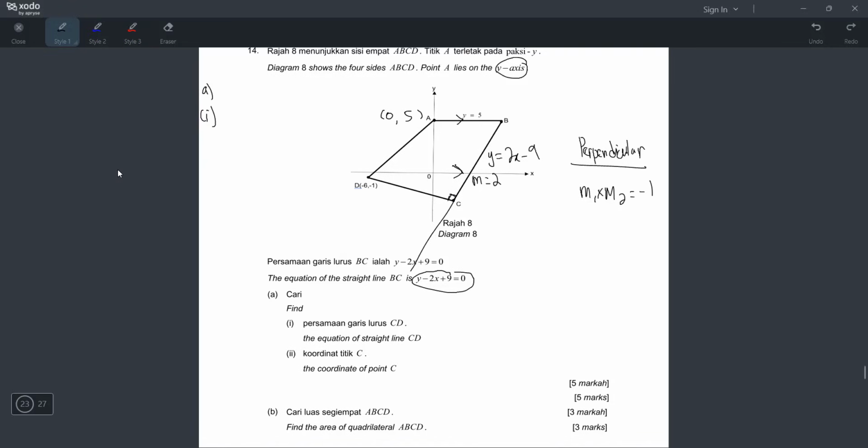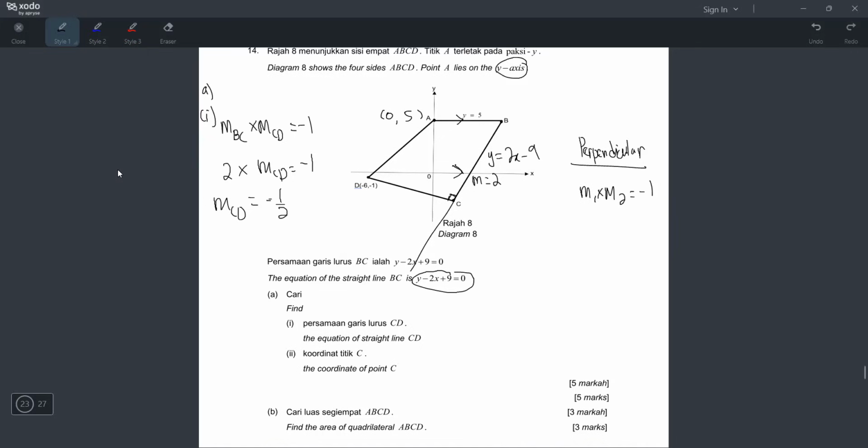And for this case, it will be the gradient of BC and the gradient of CD. And question A1 asks us to find the gradient of CD. Very easy. You have the gradient BC already. Since BC and CD are perpendicular, when you multiply the gradients together, you will get -1. The BC gradient is 2, times the gradient of CD equals -1. So the gradient of CD, M_CD, is -1/2, right? This is the answer.